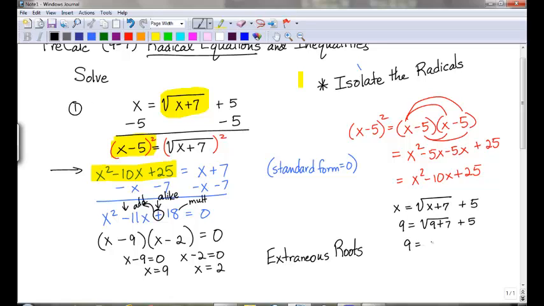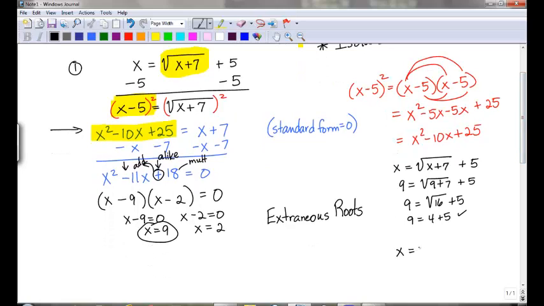If you put 9 back in, you'd get 9 equals the square root of 16 plus 5. And they're considering the principal nth root. They're considering the positive 4. So 4 plus 5, yeah, that checks. So 9's okay. Now check 2. Put 2 back into the original, and you get 2 equals the square root of 2 plus 7. You should be able to tell already that's not going to work, because you'd end up with 2 equals 3 plus 5. No. So this one you reject. So the only answer on this one is 9.